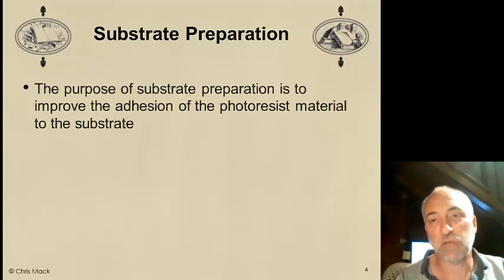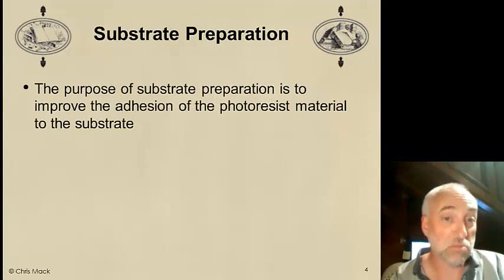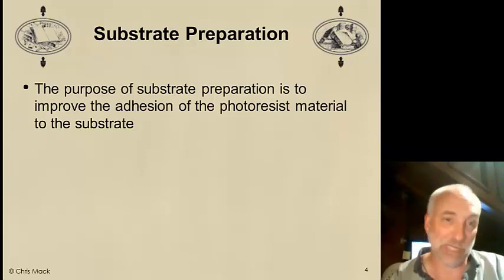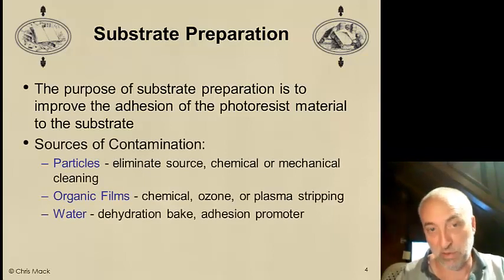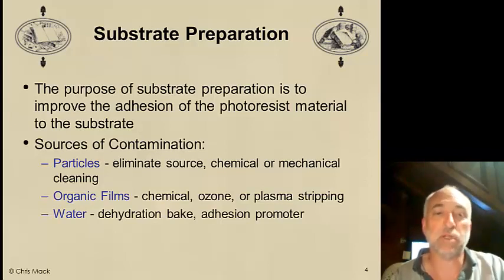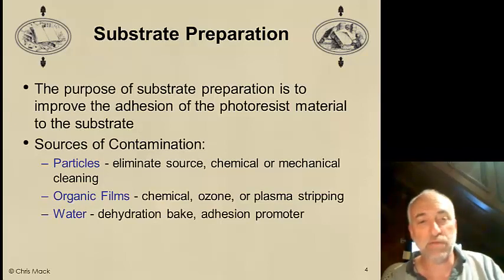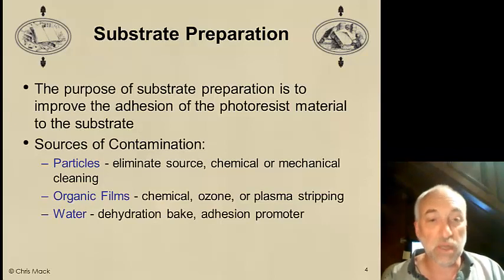The purpose of substrate preparation is to make sure the photoresist sticks. We have good adhesion. The first rule of adhesion: things don't stick to things that are dirty. So we begin by cleaning the wafer. And to clean it, we want to get rid of two things. We want to get rid of the particles that might be on the wafer, and we want to get rid of any contaminant films or materials that might be coated on there.